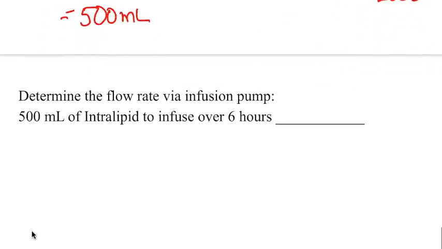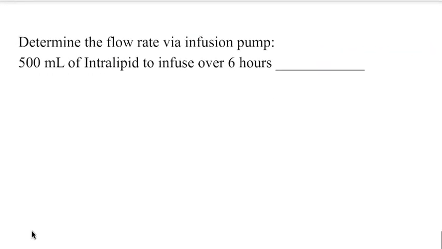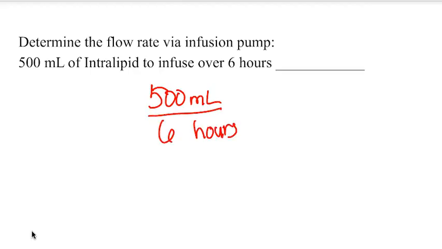Okay, and let's do a couple practice problems here. So now we have determined the flow rate via infusion pump, and we have 500 milliliters of intralipids to infuse over 6 hours. Remember, my formula is milliliters divided by total hours. So I'm going to do 500 milliliters divided by 6 hours. Go to my calculator, 500 divided by 6.